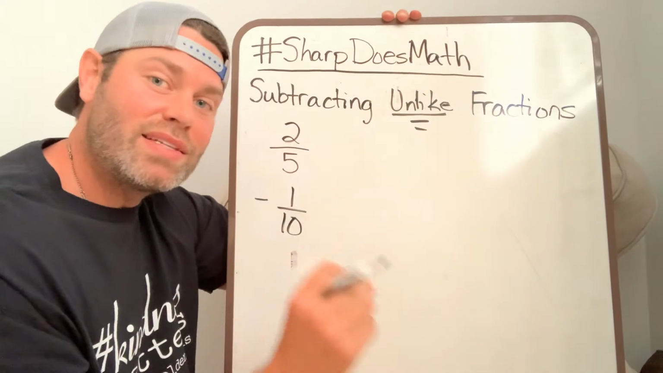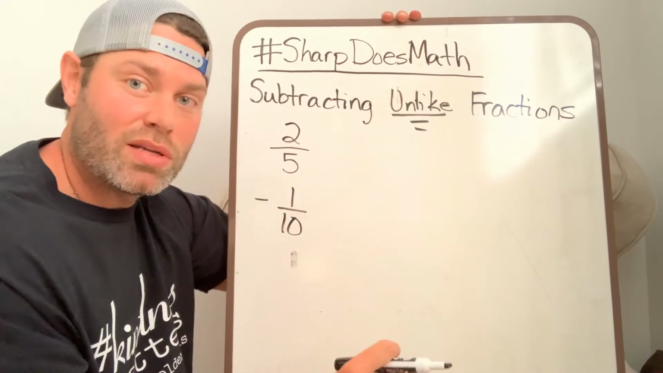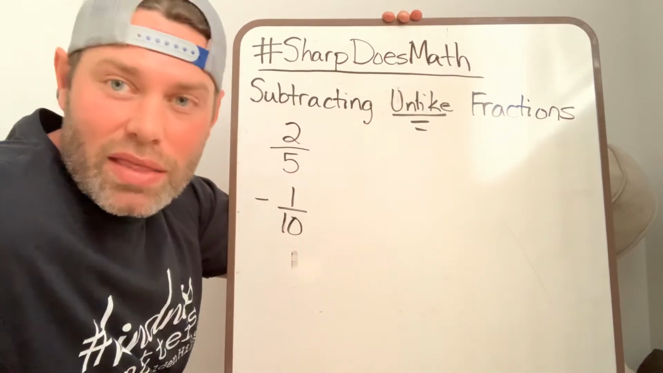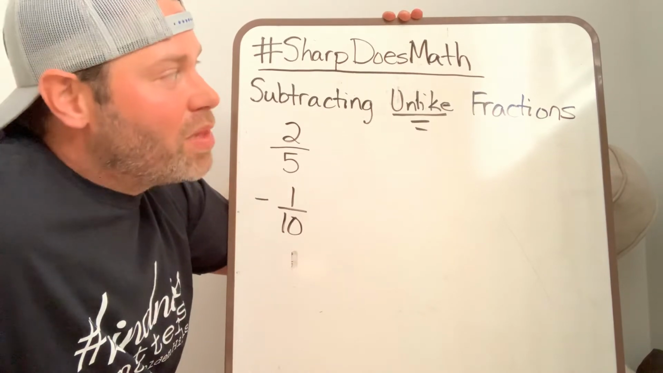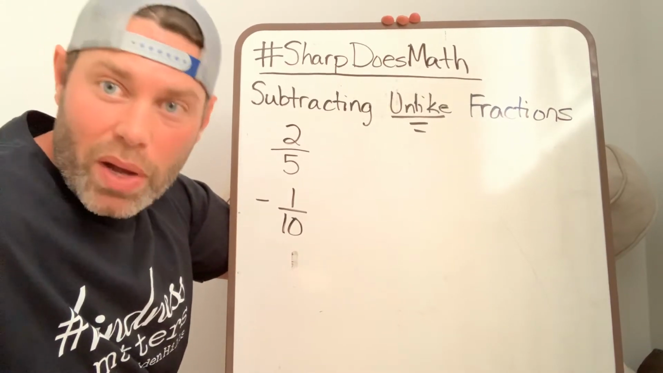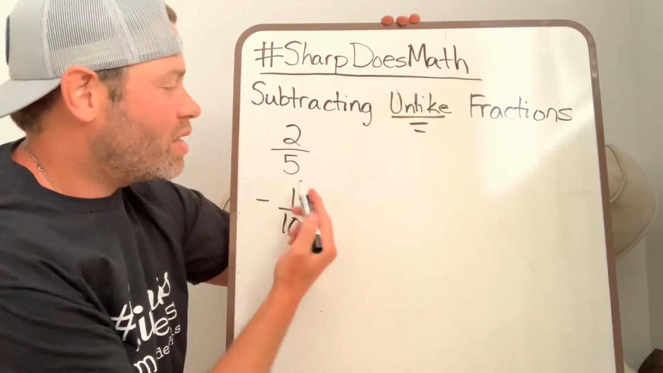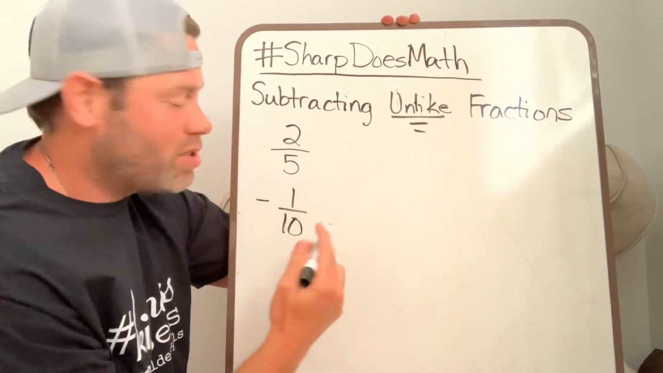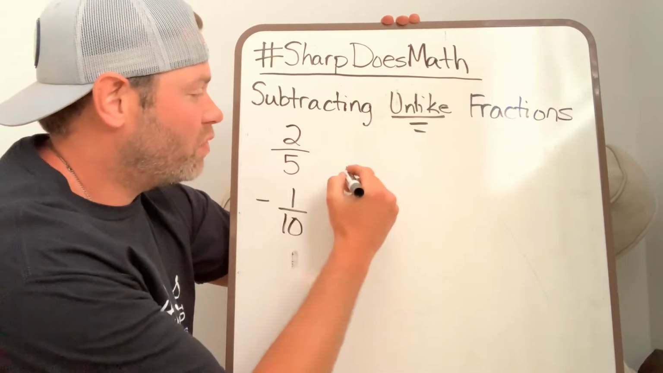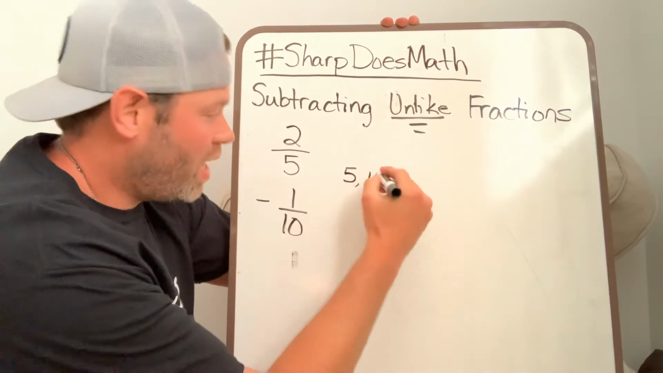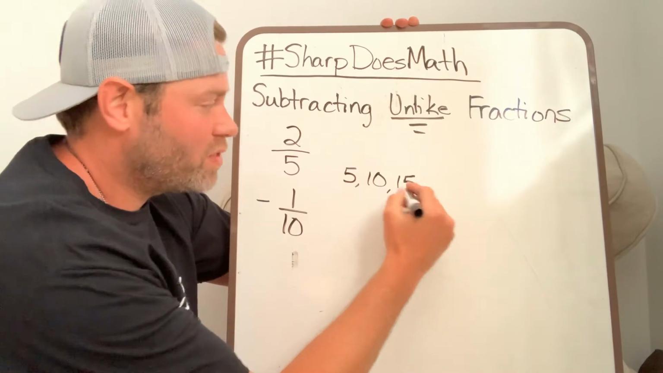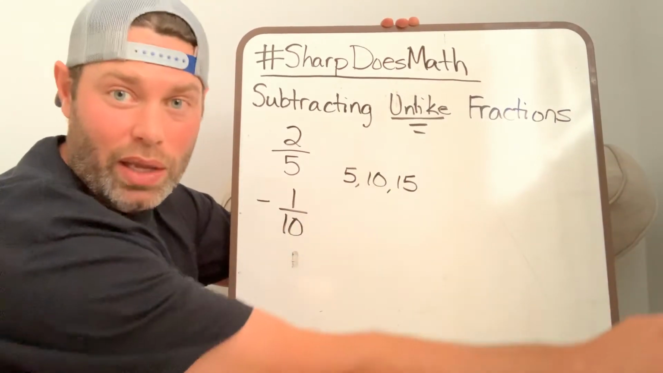And I got to get the denominators the same first. So you got to think, if I'm looking for a multiple of both that's the same, what would it be? So you can think about it, or we can list them out here also. So 5 times 1 is 5. 5 times 2 is 10. 5 times 3 is 15. I'm going to stop there. I could keep going. Okay?